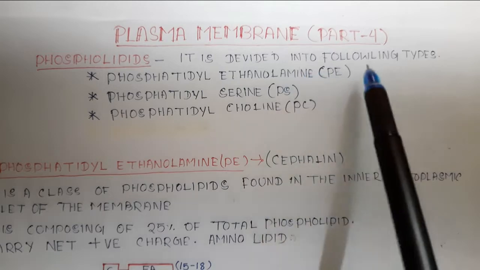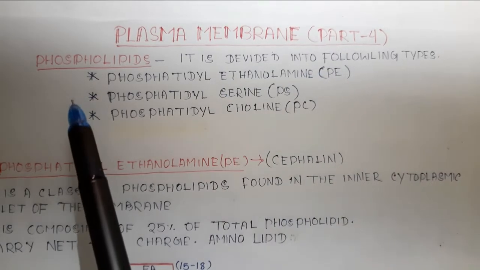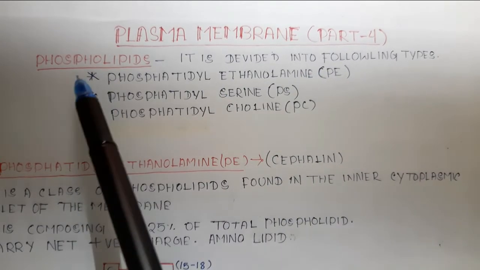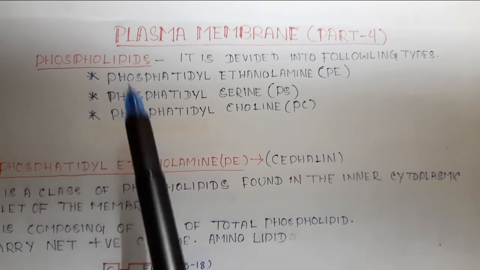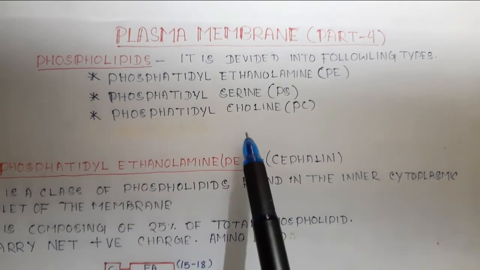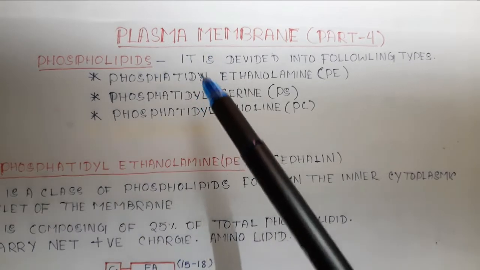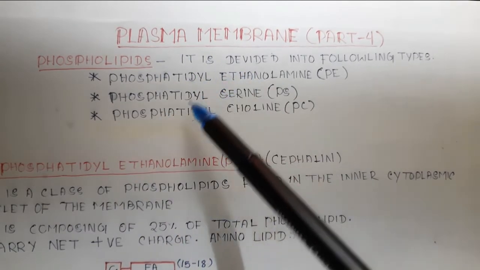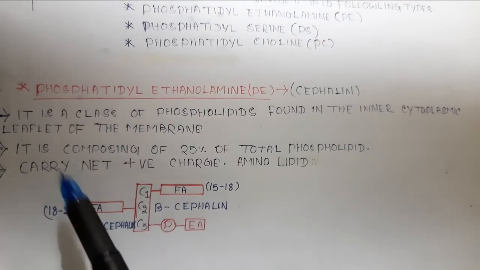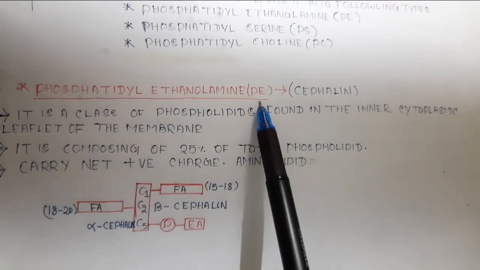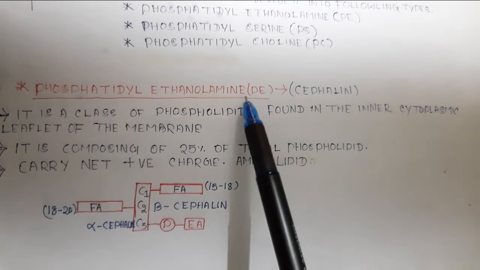So very first we will see phospholipid. It is divided into the following types. We already know the types of phospholipid from our previous video, but today we will see the types in more detail. I have already told you the types. It is divided according to the alcohol ring in the head group. Then the next one is phosphatidyl ethanolamine. We will see this in more detail.